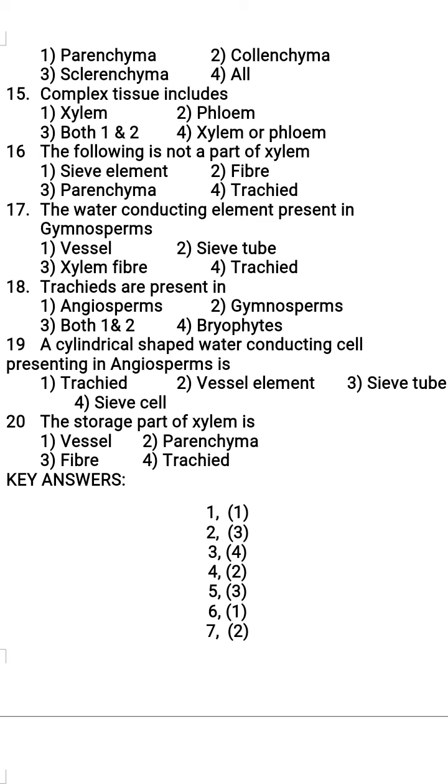Let me explain it in detail. The complex tissues are made up of more than one type of cells, and these work together as a unit. Xylem and phloem constitute the complex tissues in plants. Is it clear? Hope you understood this one. Then let's move to the next question, the 16th question.